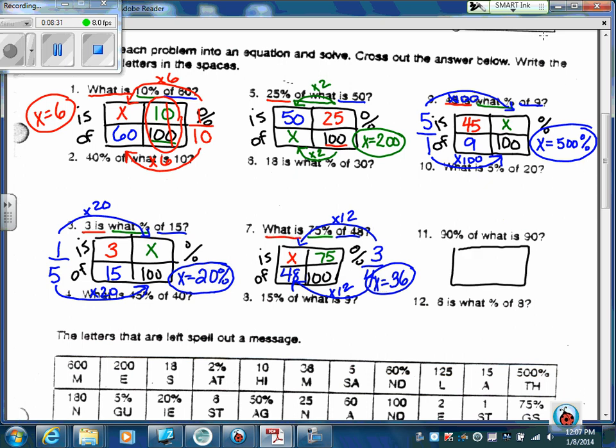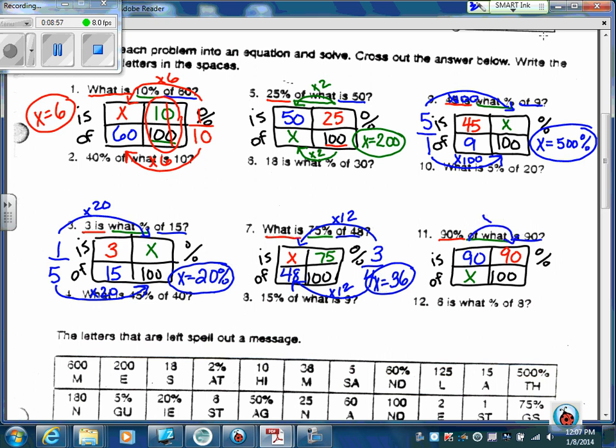Last one, try on your own, come back and check with me. Okay, so for number 11, you want to make sure you have your box set up. Is over of, percent, always over 100, and then chunk the information. 90%, 90 goes in the percent box. Of what means we don't have our of. Is 90. Well, 90 goes in our is.